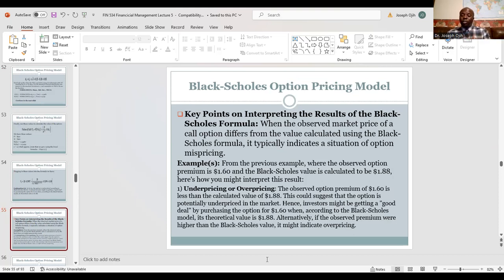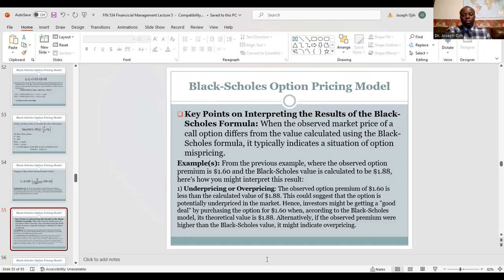After calculating the Black-Scholes model, you know that this option is underpriced, so you can buy it. Let me put it this way: when you buy it, you are buying value. So if the value is less than the premium, that means the option is overpriced. There's no point in buying it, except if you're buying a put option.